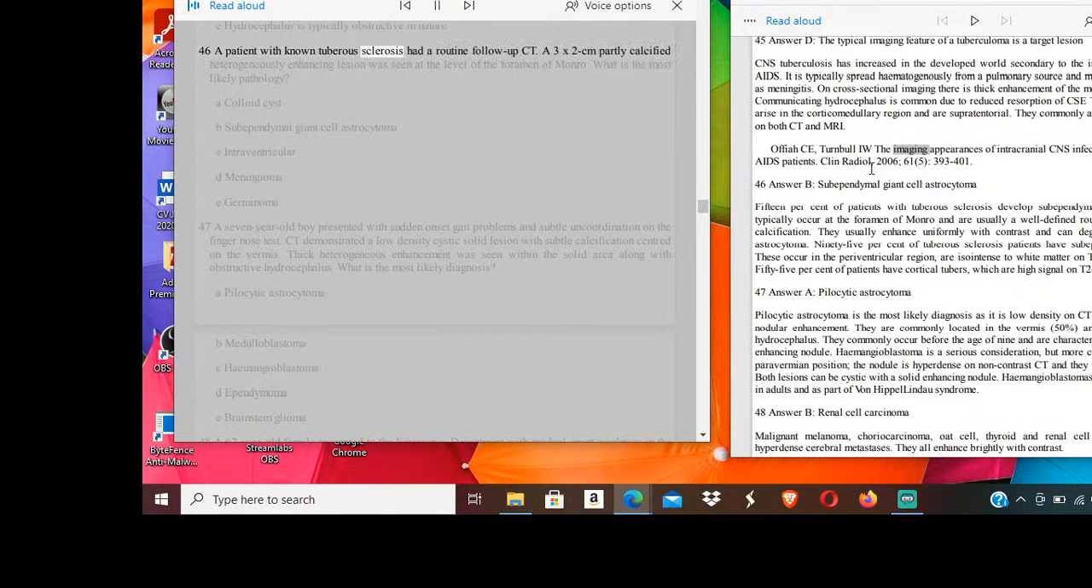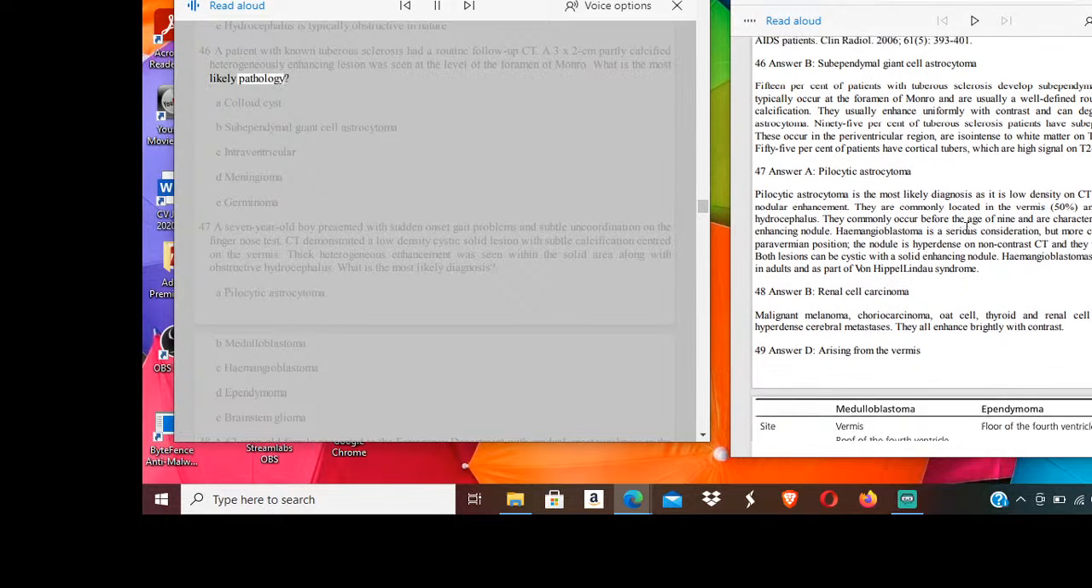46. A patient with known tuberous sclerosis had a routine follow-up CT. A 3 by 2 cm partly calcified heterogeneously enhancing lesion was seen at the level of the foramen of Monro. What is the most likely pathology? A, colloid cyst.